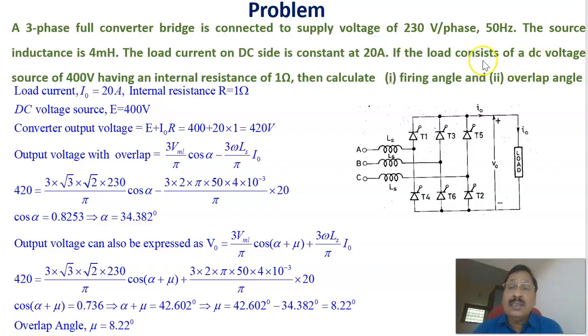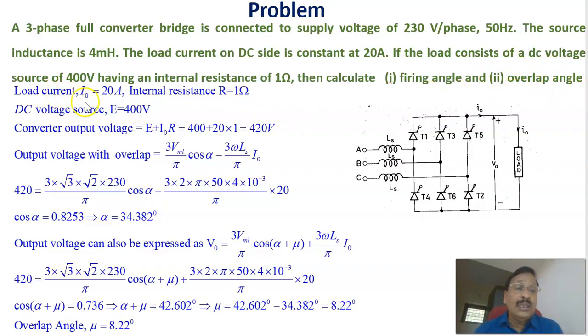The load consists of a DC voltage source of 400 volts having an internal resistance of 1 ohm, that is, a battery or DC source with an internal resistance of 1 ohm. It is actually charging the battery. The load can be considered as battery charging with 400 volts and an internal resistance of 1 ohm. Therefore, this is the circuit topology. We are asked to find the firing angle and the overlap angle, alpha and mu.